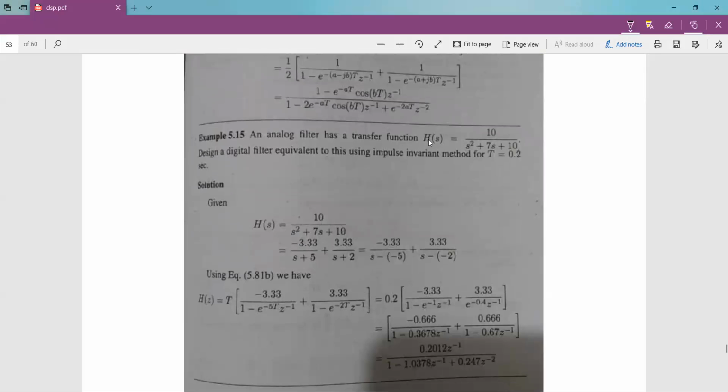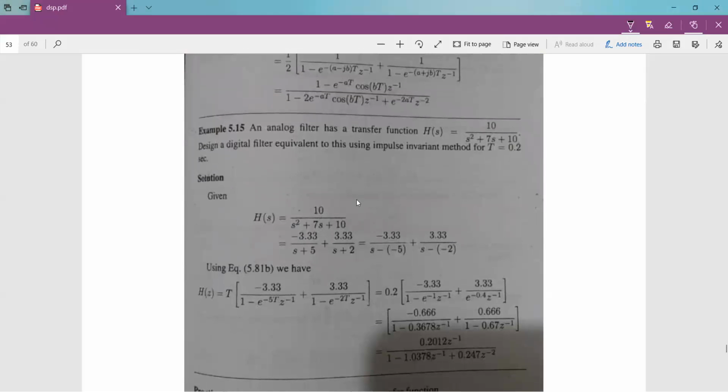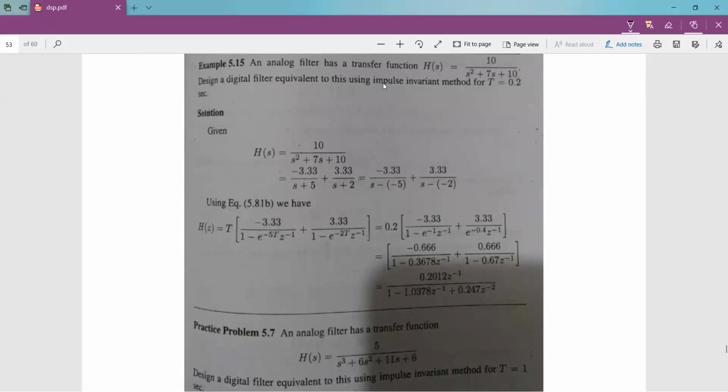So the analog transfer function is given here; design the equivalent filter. So in this case, you have to design, but t is given as 0.2 second. So you have to always be careful when putting in the value. So here t is given as 0.2 second, so you put it accordingly. So this is all about the impulse invariant method.